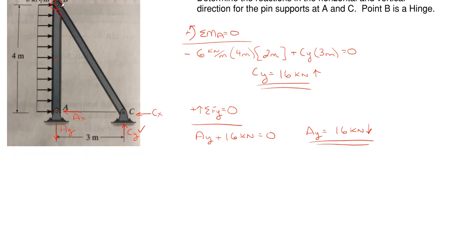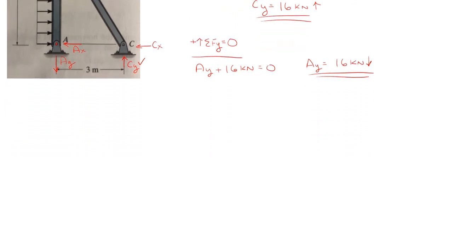So let's just go ahead and use the vertical from A to B. When I break it at B, this is what I end up with. If I want to draw a free body diagram very quickly, it looks something like this, where I would have A sub y going down 16 kilonewtons.